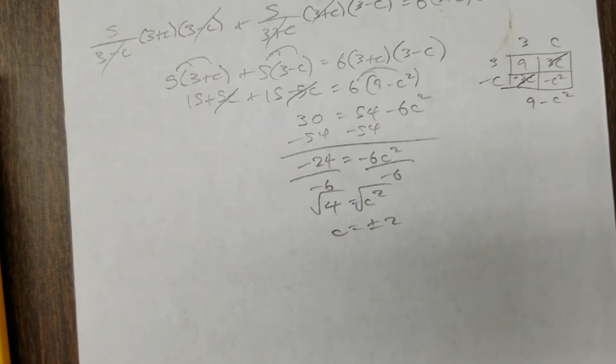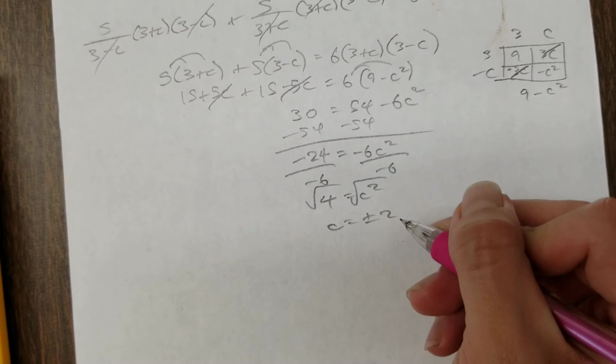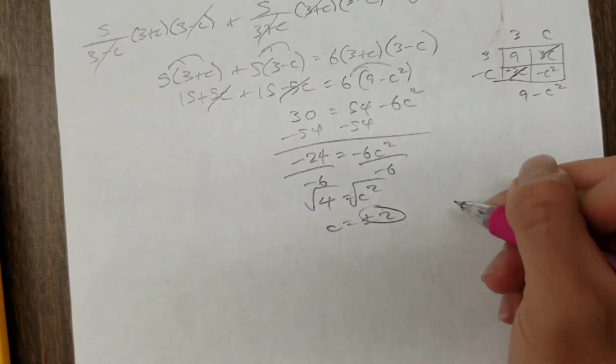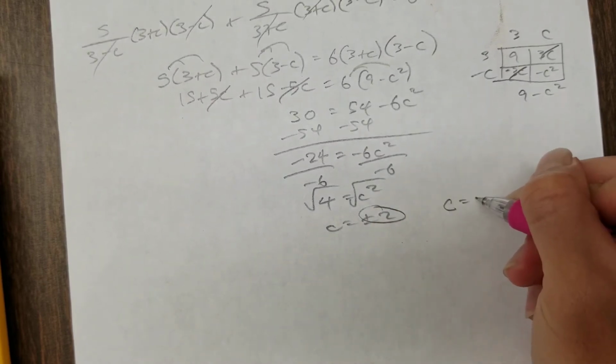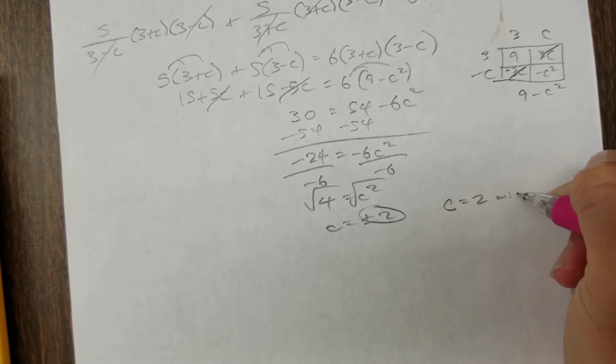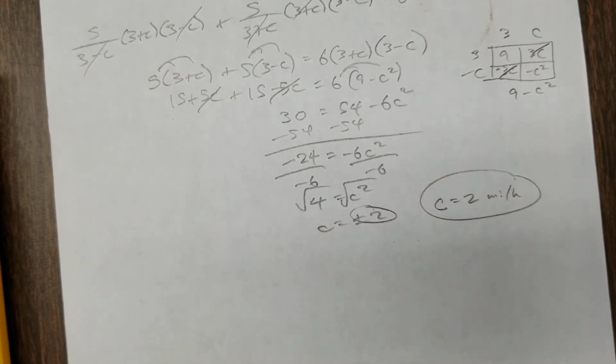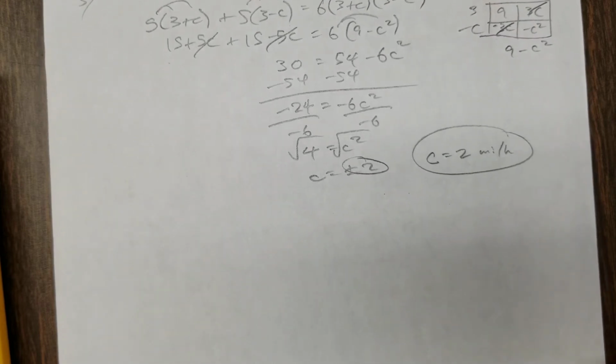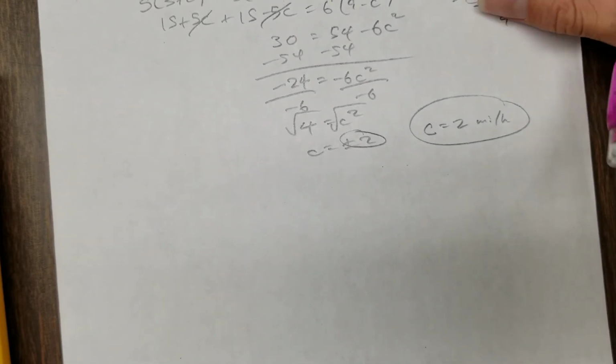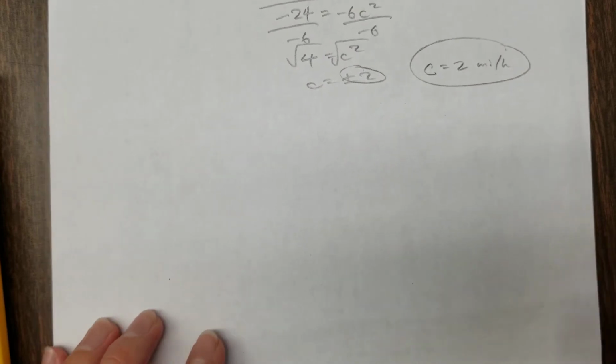Now, think about it. In the first equation that I asked you, it said the variable is restricted, so the speed has to be greater than 0. If the speed has to be greater than 0, we just take the positive result. So c must equal 2 miles per hour. That's how fast the current is moving. It's moving at 2 miles per hour. Okay. Number 5.